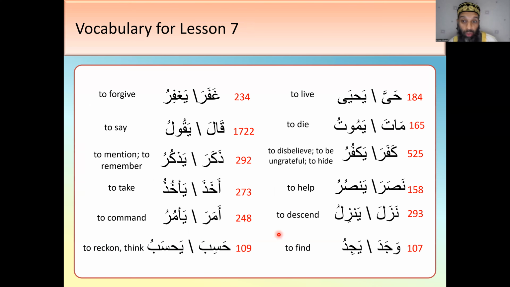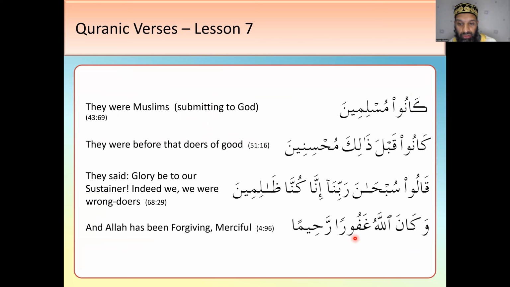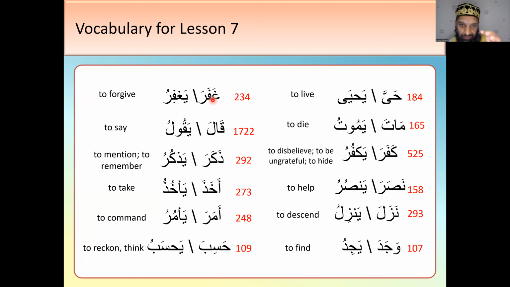So let's look at more root words, because root words is what it's all about. Root words is where everything comes from. Let's look at this week's root words. Ghafara yaghfiru means he forgave, he forgives. The verb is to forgive. It comes 234 times. We've seen one of those here, ghafuran. In its different forms, it comes about 234 times.